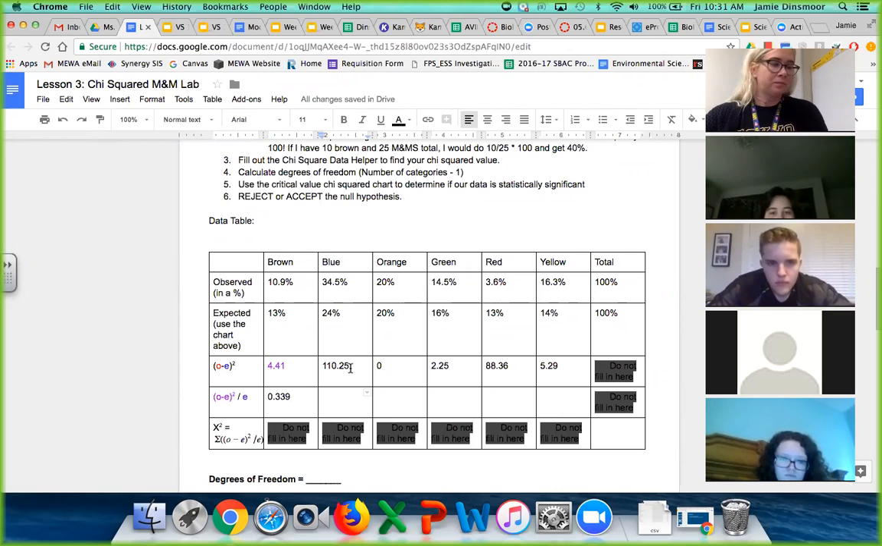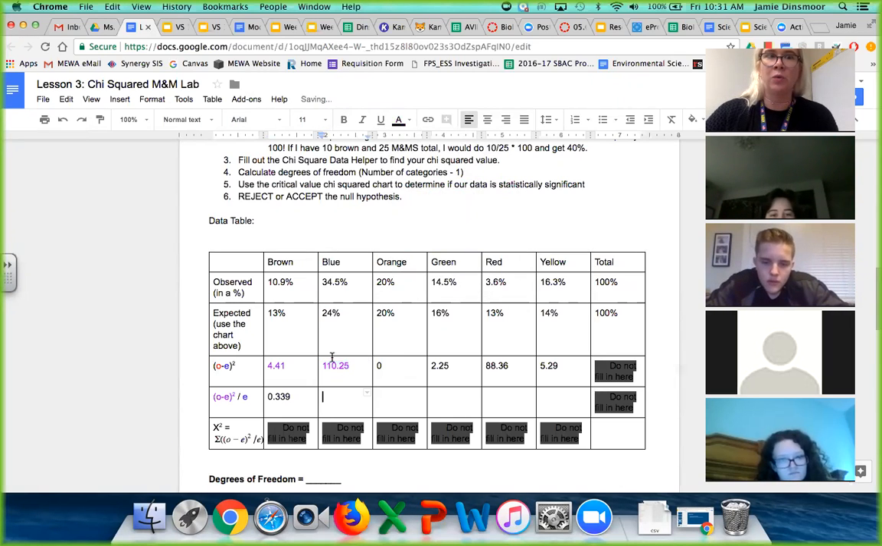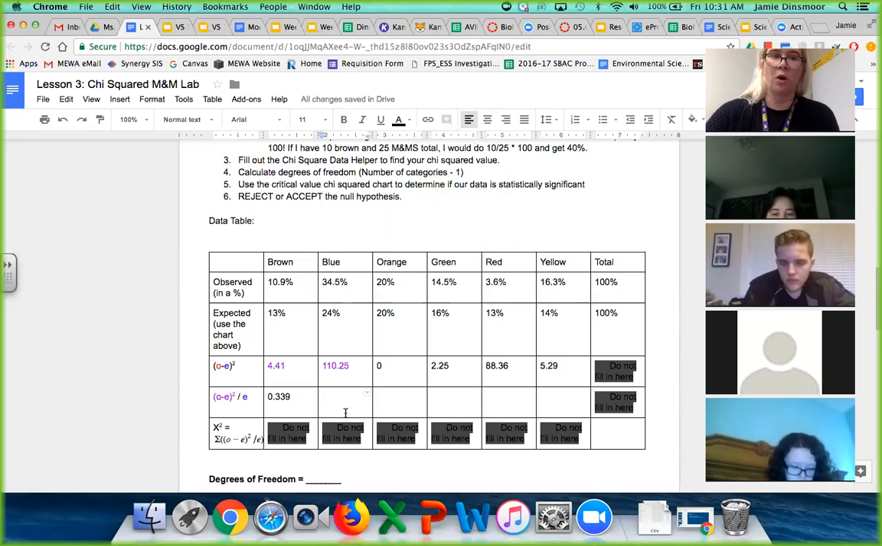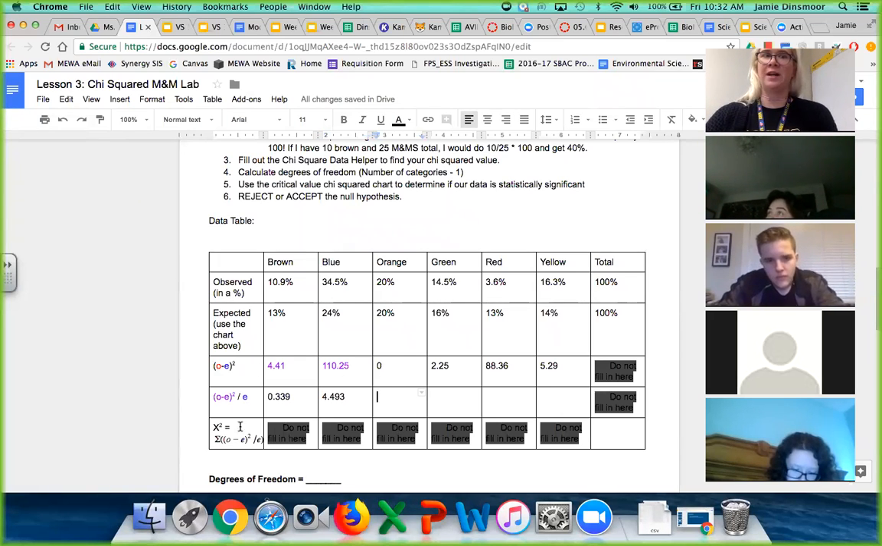For blue, we're going to take our purple value and divide it by our expected value, which is 24. So we're going to do 110.25 divided by 24 and get 4.593. Here we have a 0 divided by something, which is just going to be 0. Orange is a great one. Easy to do.